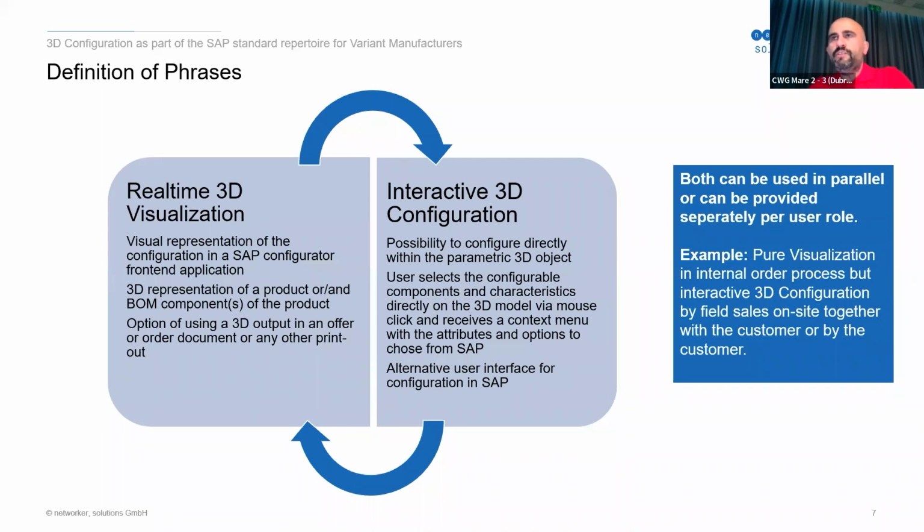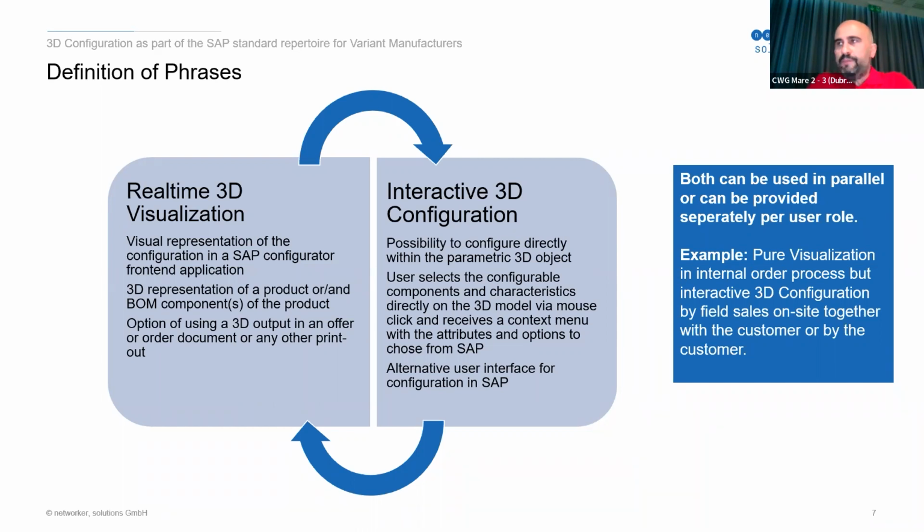With interactive 3D configuration, we have more the possibility of going directly into the 3D object. With some products it makes sense, with some products it makes no sense, and vice versa. So it has to be decided: is the product more an interactive object to configure, or is it just a visualization in the end? A user can select the components, change characteristics directly in the 3D, and get the context menu for the next step and so on, as most of you should know, because all of us have maybe tried to configure something in 3D or even graphically.